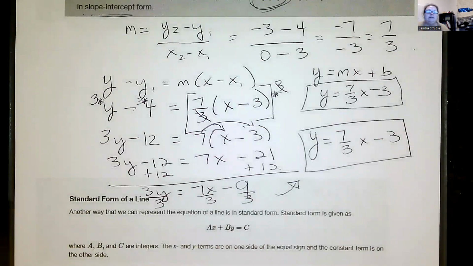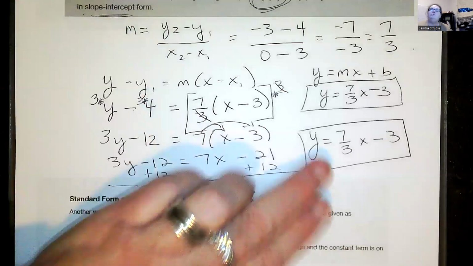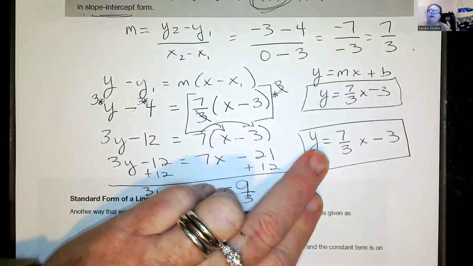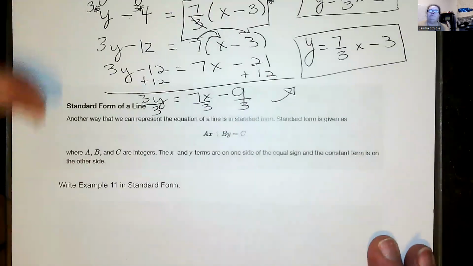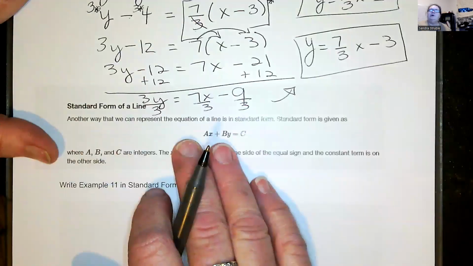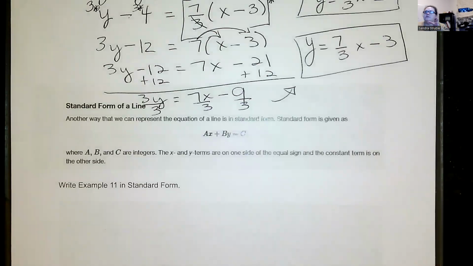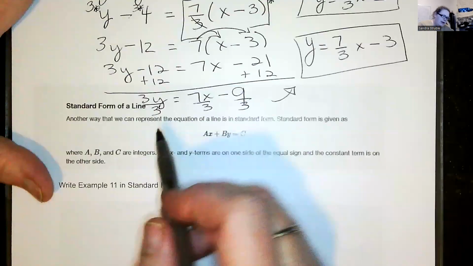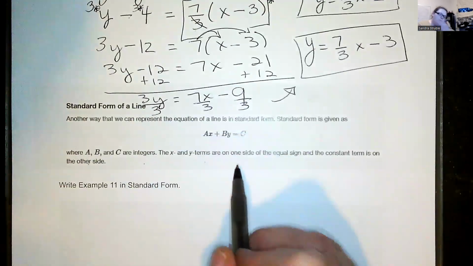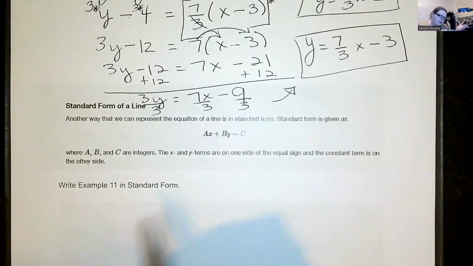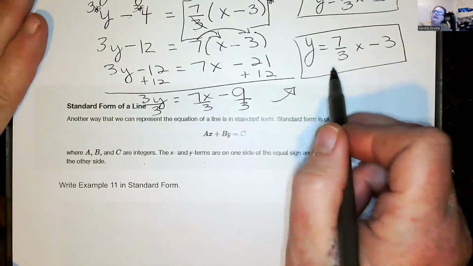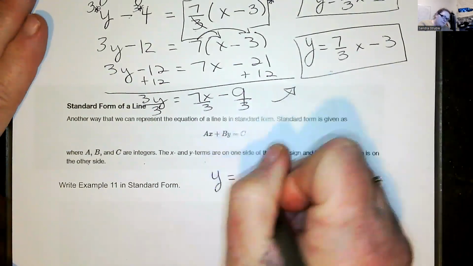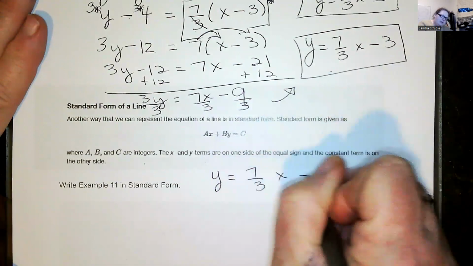If you have any questions on that, please ensure you're writing this stuff down so that we can go over it. We've been working with the slope intercept version of a line. Now we're going to talk about standard form of a line. This is where you have the coefficient of x with x and the coefficient of y with y, so ax plus by equals c. We want all of our variables on one side and our constant on the other. A, B, and C are integers. X and Y terms are on one side of the equal sign, and the constant term is on the other. So let's take what we just got here: y equals 7/3 x minus 3.